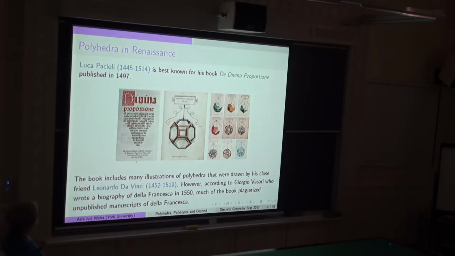About the same time, Luca Pacioli wrote a book which was quite influential, quite well known in his days, the Divina Proporzione. And in this book, he illustrated many polyhedra, which were drawn, in fact, by his close friend, Leonardo da Vinci. Around 1550, Giorgio Vasari wrote a biography of Della Francesca and claimed that much of the book plagiarized the unpublished manuscripts of Della Francesca. He was correct because some of these manuscripts have been discovered recently.